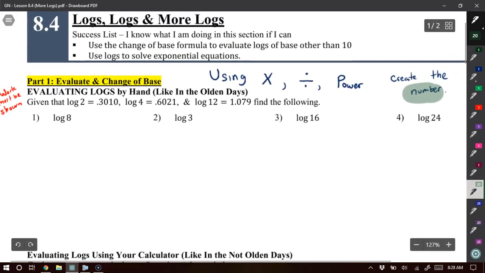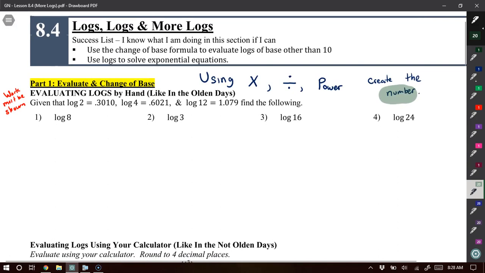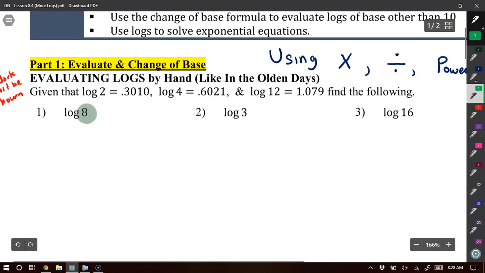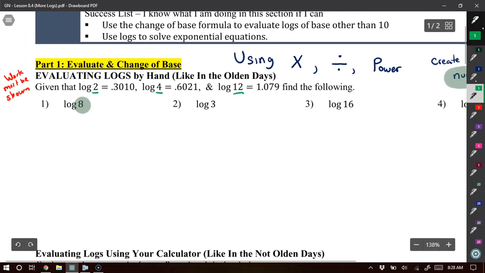So given the value of log of 2, log of 4, log of 12, I want to find log of 8. So using multiplication, using division, or using exponents, somehow create the number 8 from 2, 4, and or 12. I have to use multiplication, division, or powers. So I really have to rewrite the number 8. And I'm going to look at the number 8 and go, you know what? I can rewrite it with multiplication. 2 times 4, I'm using multiplication, is the same as 8. I mean, those two are the exact same. They're equal to each other.